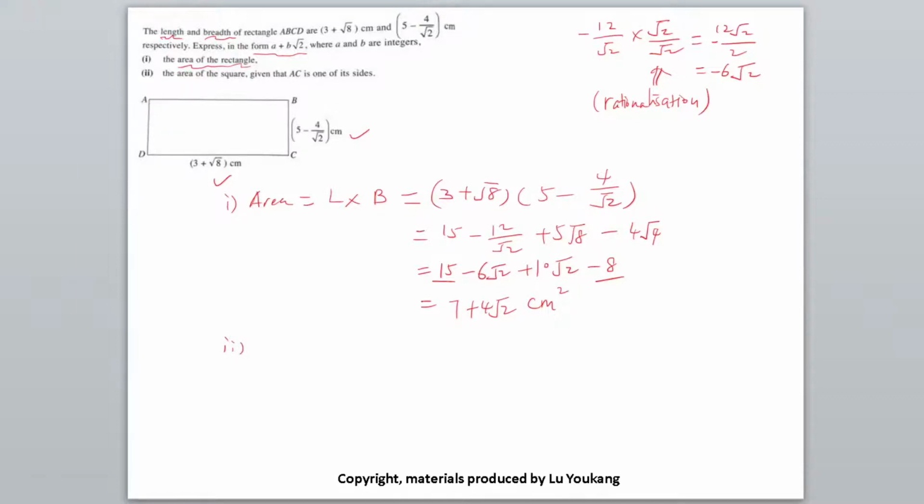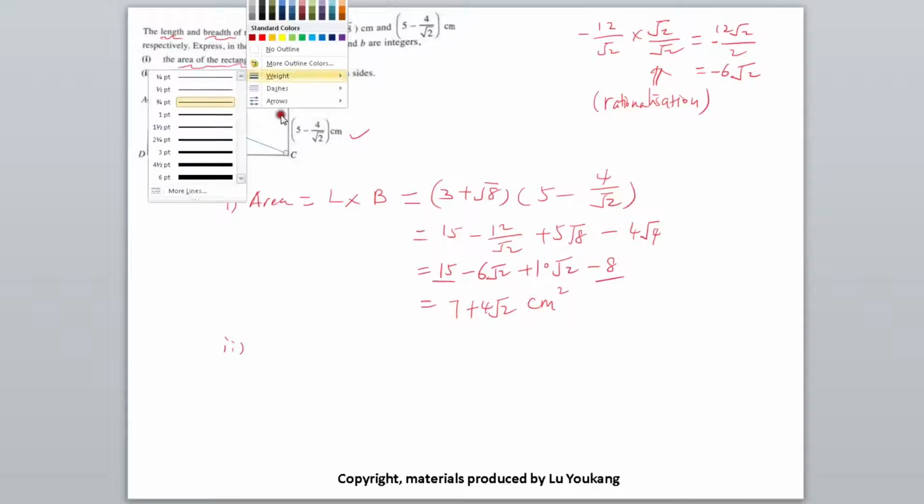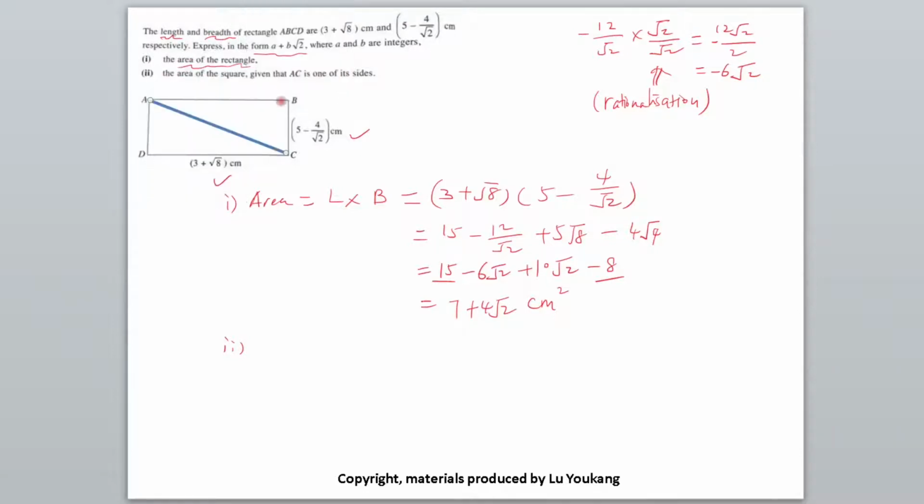So now, part 2, we are asked to find the area of the square, given that AC is one of its sides. So in order to find the area of the square with AC as one of its sides, what I need to do here is I have to find out the length of my AC first. So let me draw out the triangle.